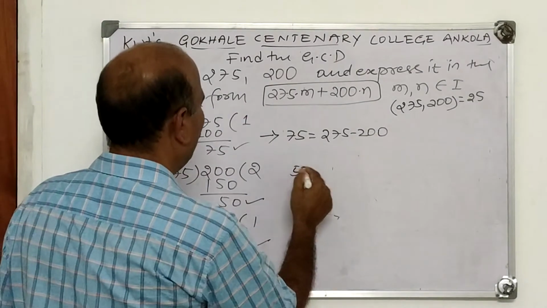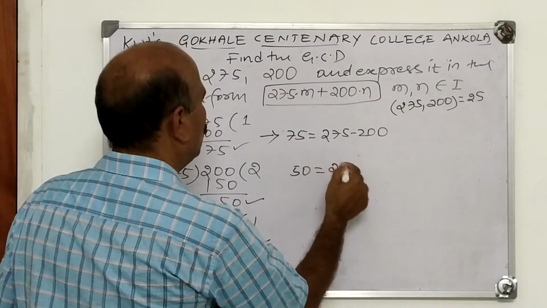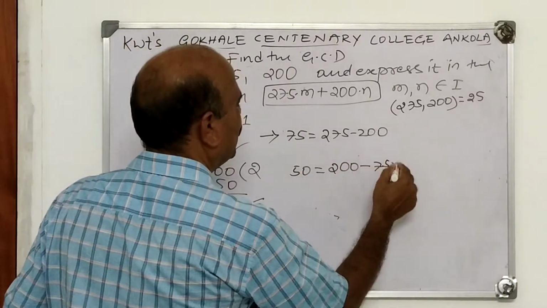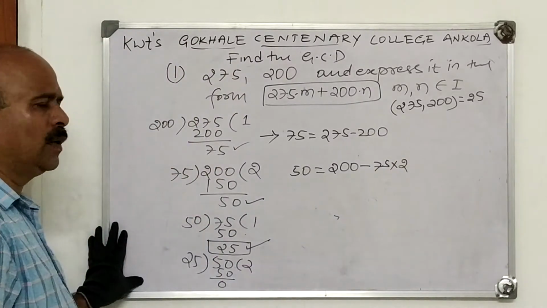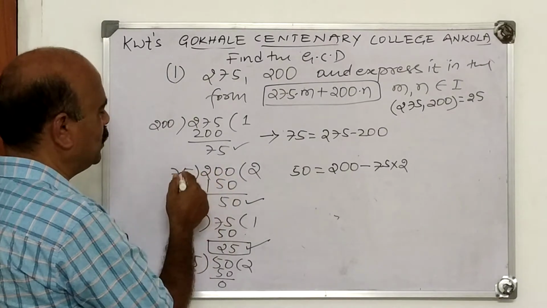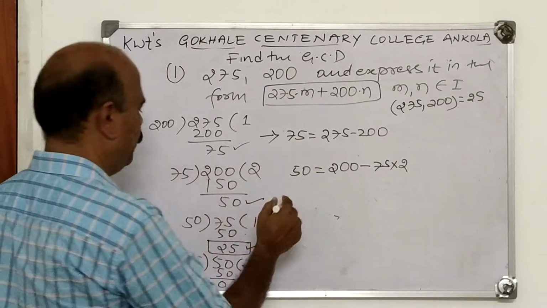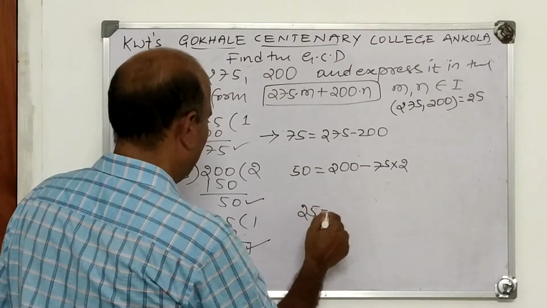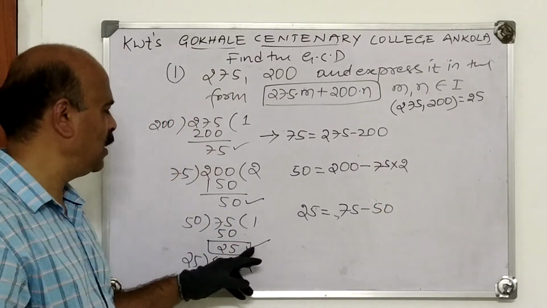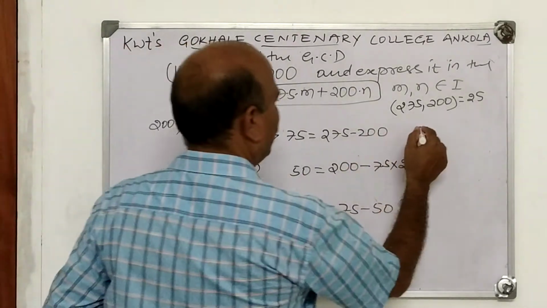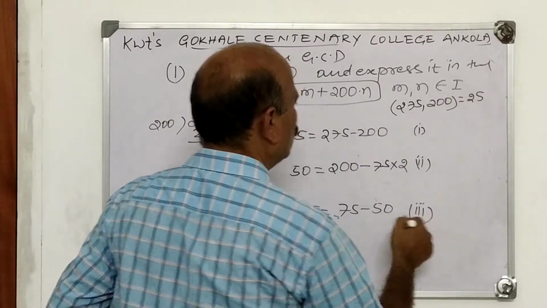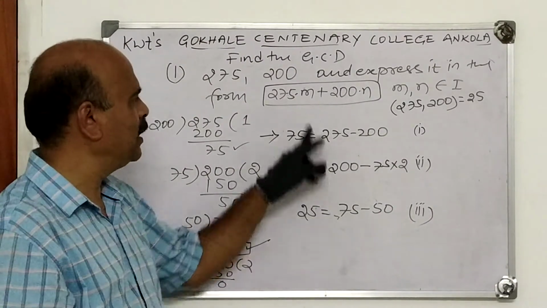Next is 50. 50 is 200 minus, I do not write 150, I write this as 75 into 2. This is important. This remainder 50 is 200 minus 150, meaning 75 into 2. Next is 25. It is 75 minus 50 into 1. I did not write the 1. Now we have these three equations: 1, 2, 3. We have to use 1, 2, 3 to express 25 in terms of the two numbers.